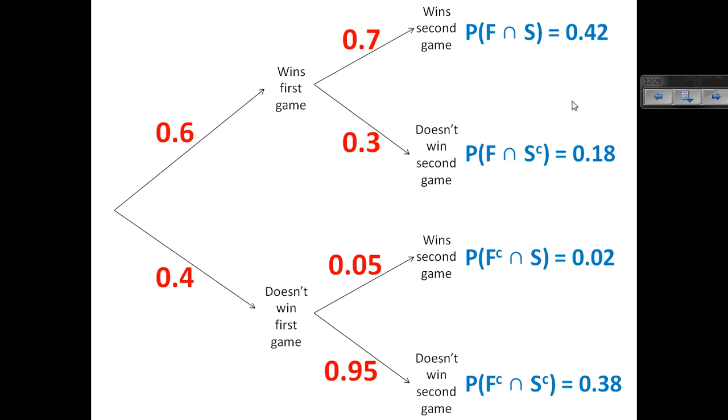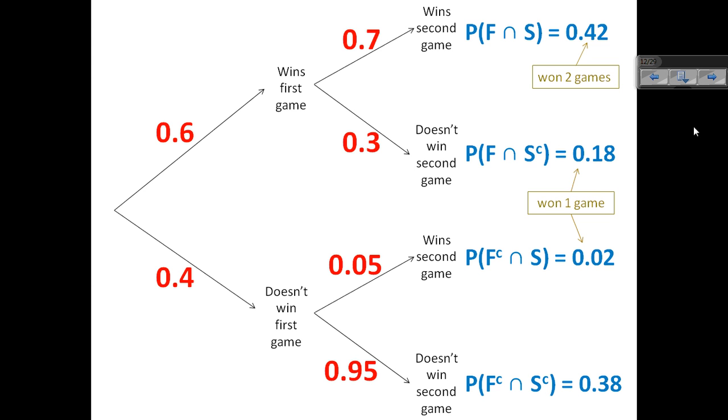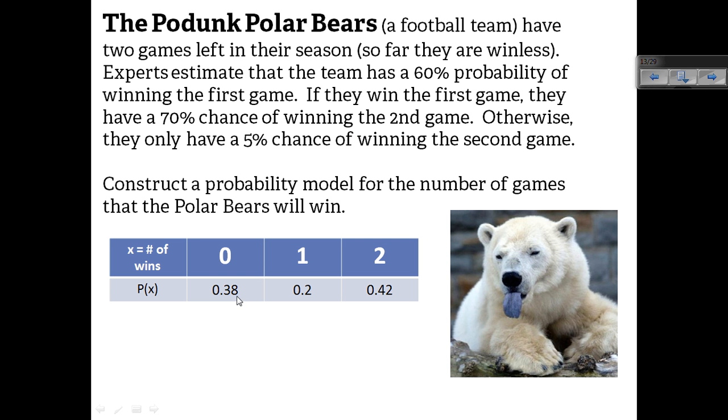And what we have here are options. That first option, they won 2 games. They won the first and the second. So 0.42 is our probability that they won both games, or 2 games. And the middle 2 are winning 1 game. First but not the second, not the first but the second. So adding those 2 numbers together will give us a probability of winning 1 game. And then the last option is they don't win any, so 0.38 is our probability of winning 0 games. So if we put those numbers into our table, 0.38 was 0 games, 0.2, which came from 0.18 plus 0.02, is winning 1 game, and then 0.42 was our probability of winning 2 games.